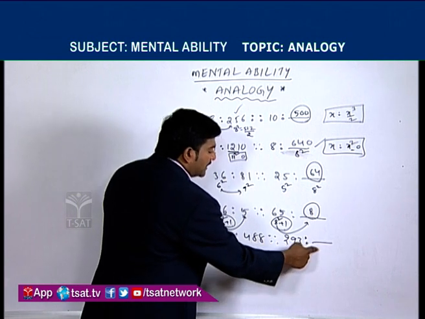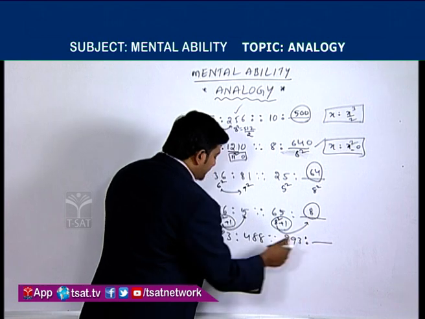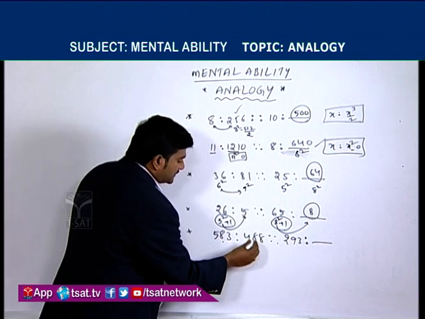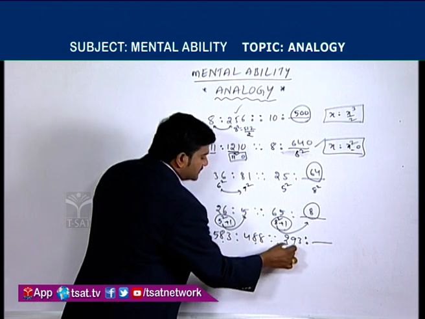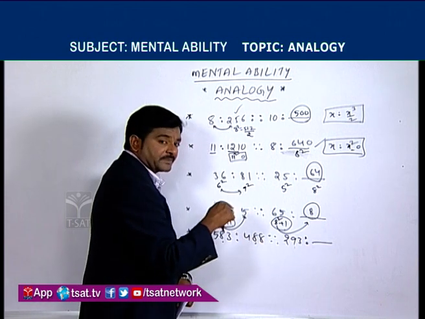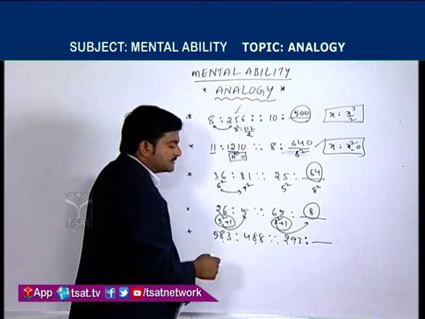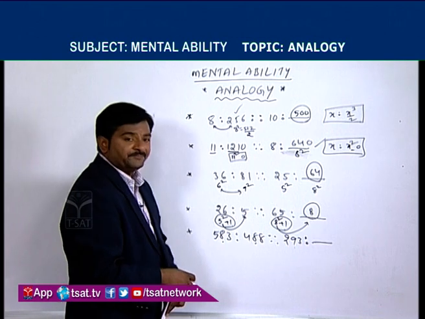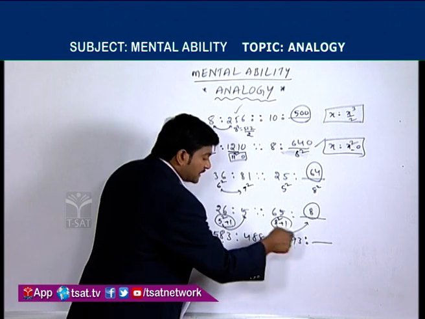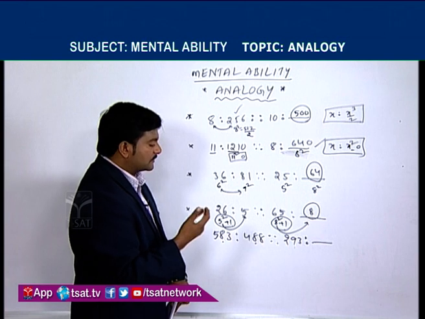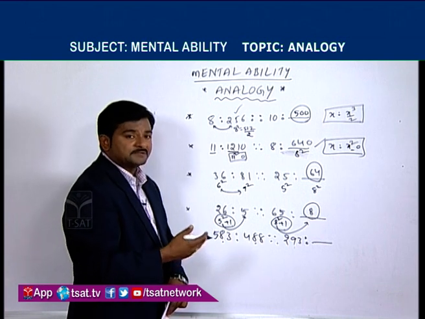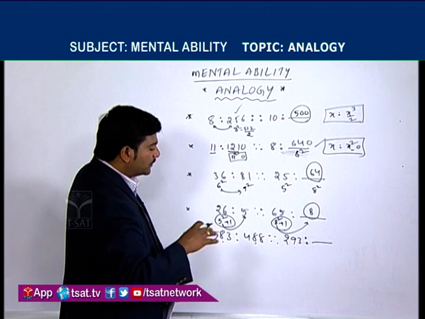2 minus 1, what am I getting? 1. I need to write the middle number as it is, so 9 is there. So 1, 9, and adding 5 to 3, what am I getting? 8. So the answer is 198. That is one way of explanation.